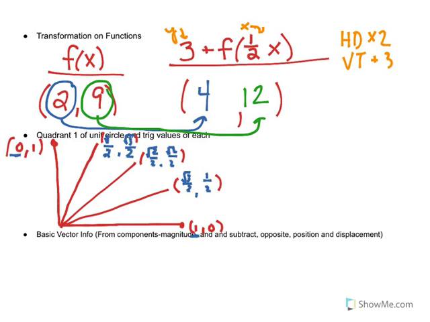Pretty straightforward. Now the question is, what angle measures go with those? Well, I know this is 0 degrees, also 0 radians. I'll write in degrees first: 0 degrees. I know it's 30 degrees, 60 degrees.